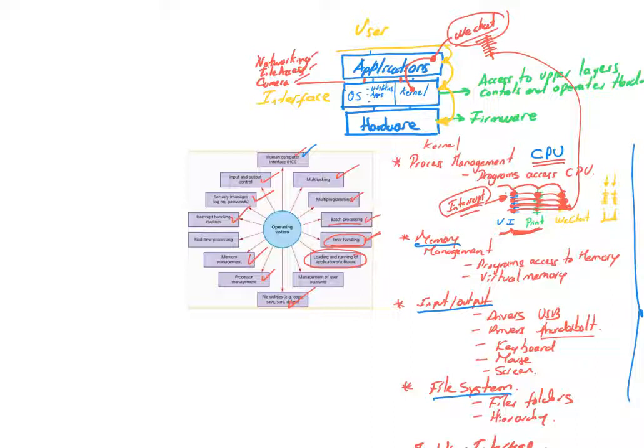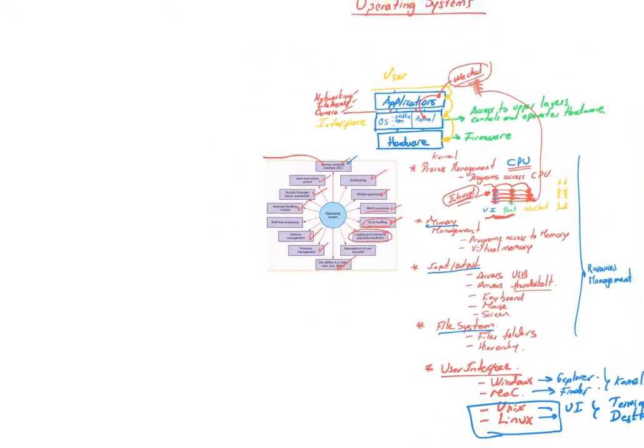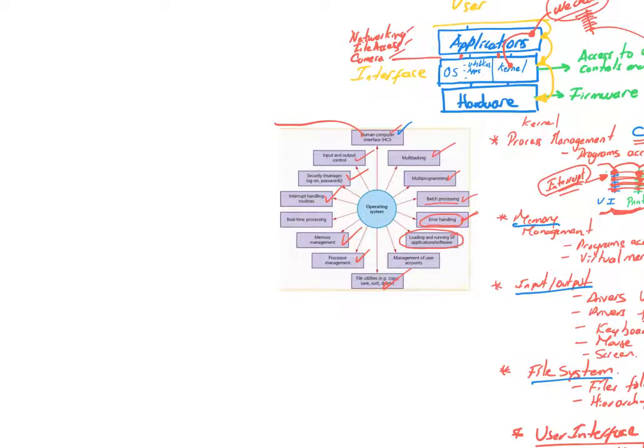So yeah, those are the most important ones. And regarding the user interface, I should mention that there are two main types. We have the command line interface, CLI. Yeah, it's better that term. Just forget about the other one.